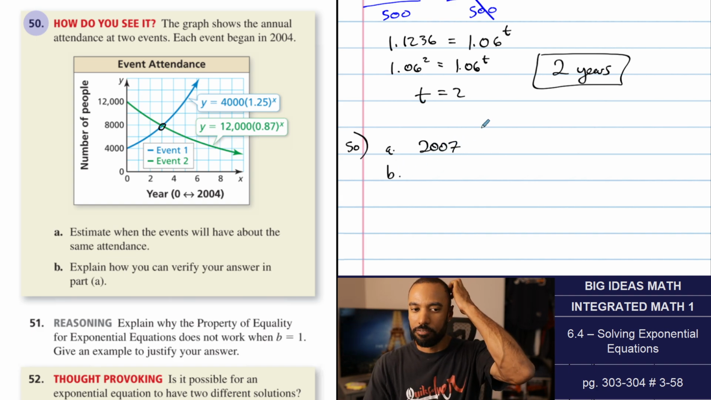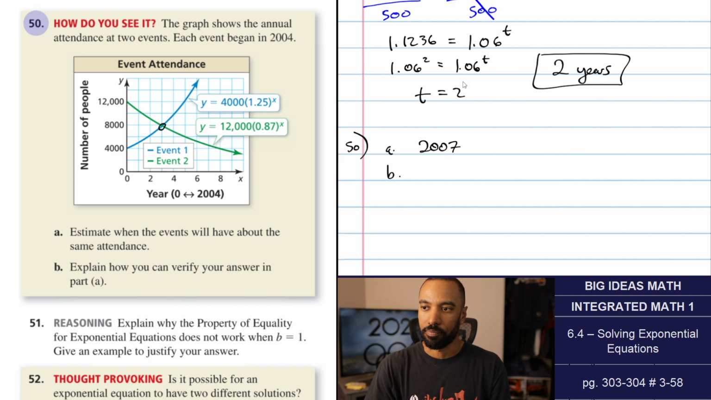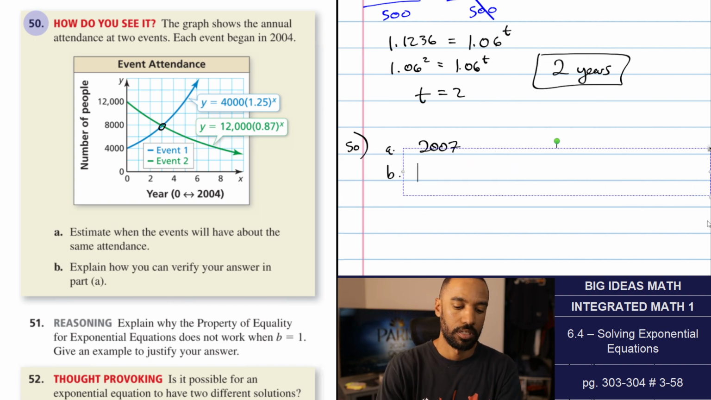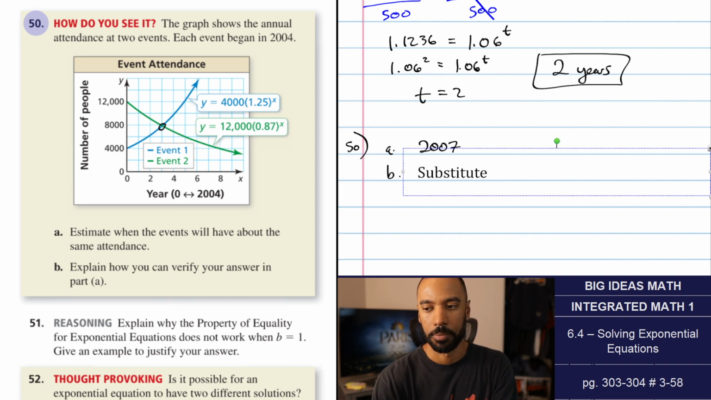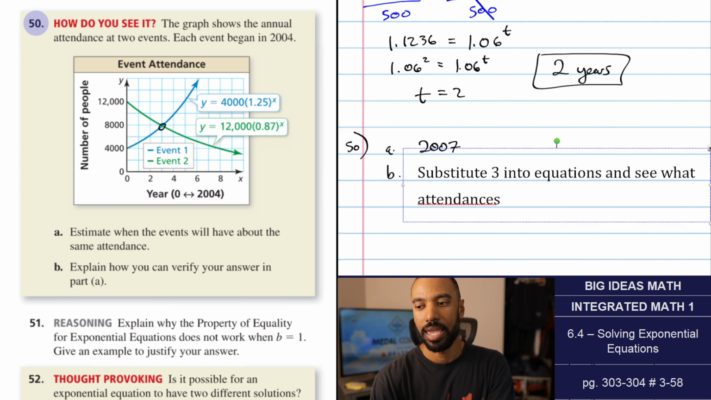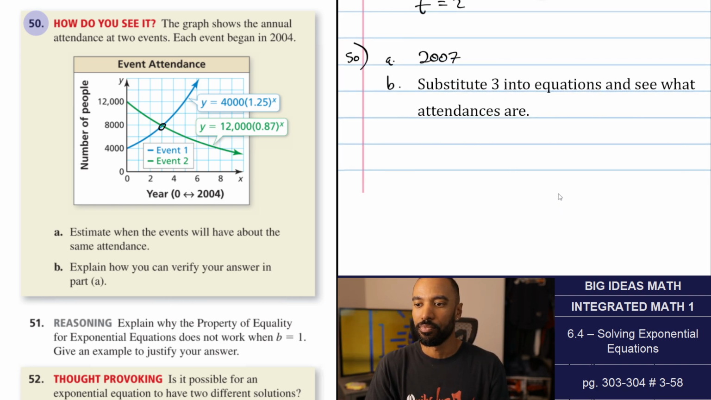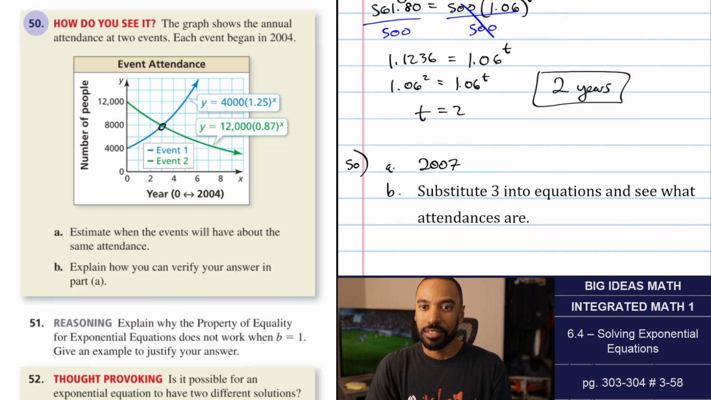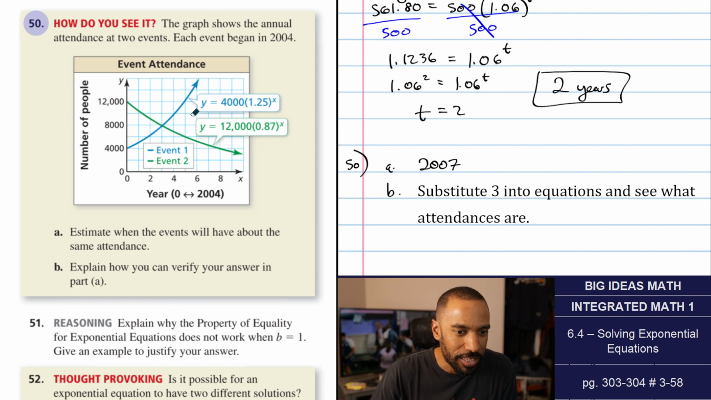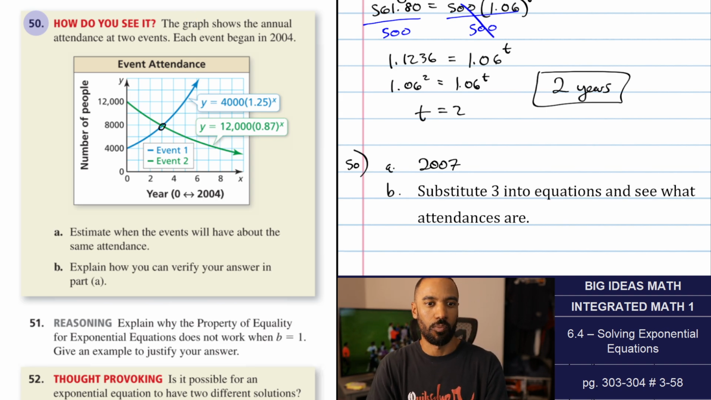Part B, explain how you can verify your answer in part A. Well, we can substitute 3 into those equations and see what the attendances are. Did I spell that wrong? Attendances. That's right. Maybe attendance is not a plural word. Anyway, it appears to me that it might be slightly more than 3, but as long as that's the one that gets you close to it.